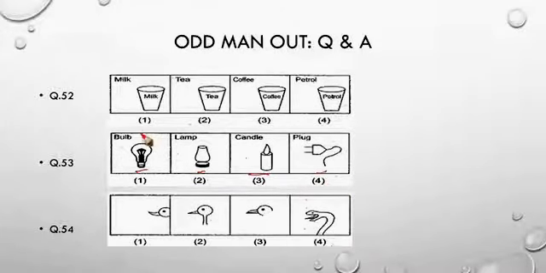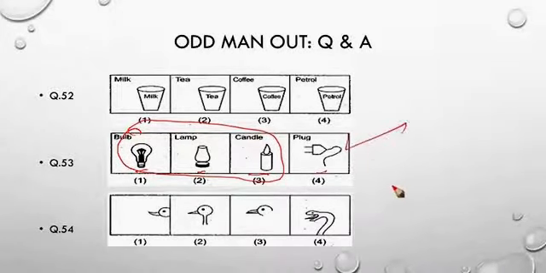So there is a similarity in options 1, 2 and 3, whereas option 4 is standing out as the odd man out figure. So the answer for question number 53 is 4.